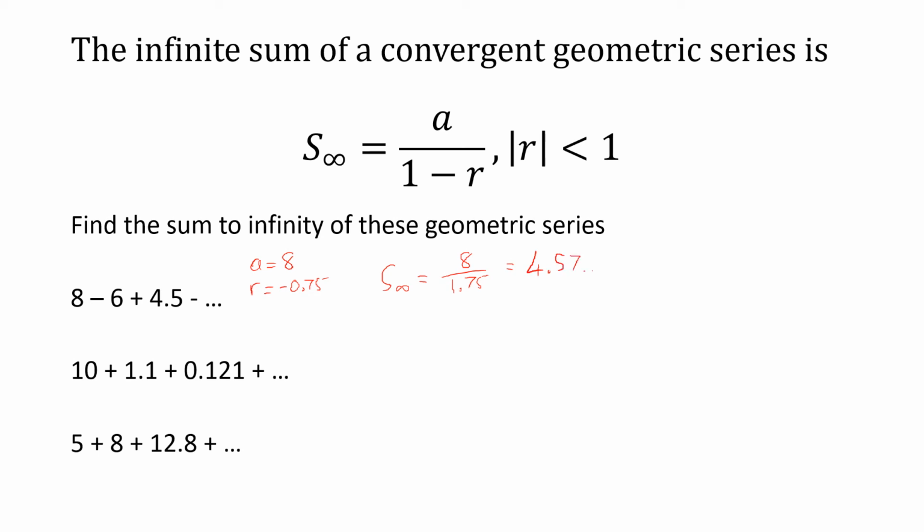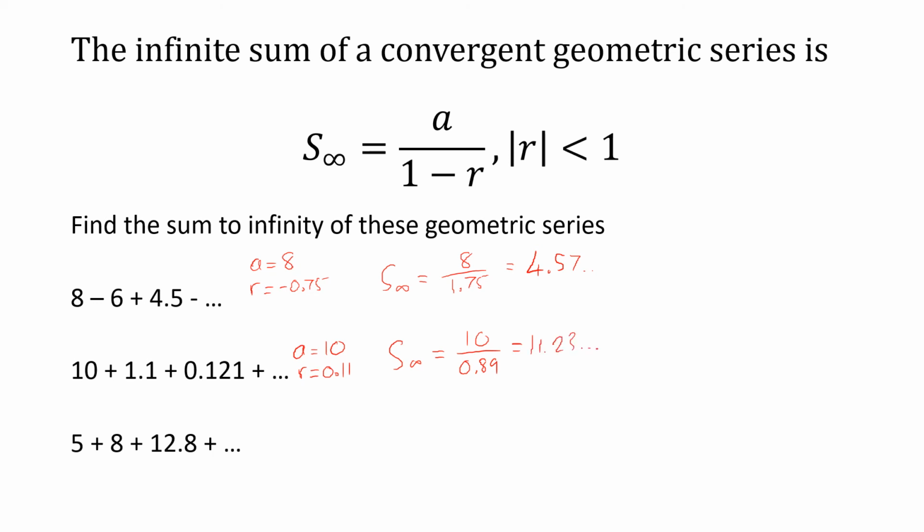For our second example here, we've got a is equal to 10 and r is equal to 0.11. So our sum to infinity will be equal to 10 over 1 minus that, which is 0.89. And we should get that that eventually becomes 11.23.